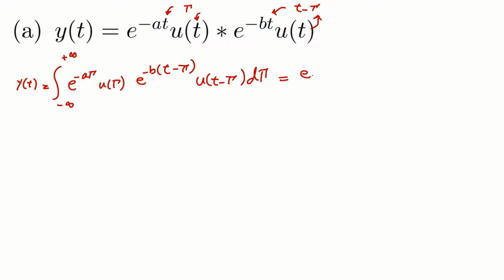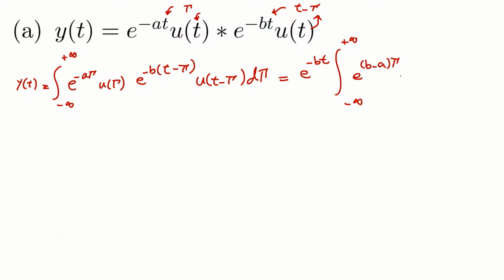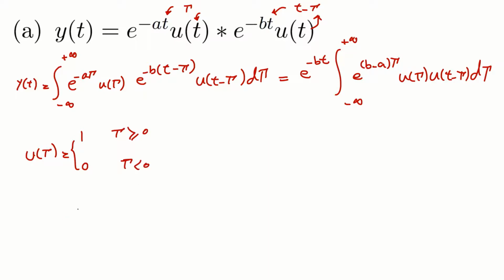Okay, so we have e to the power of minus b times t, times the integral from minus infinity to infinity of e to the power of (b minus a) tau times u of tau times u of (t minus tau) d tau. Well, we know that the unit step function u of tau is either 1 or 0. It is 1 if tau is larger than or equal to 0, and it is 0 if tau is smaller than 0. So when u of tau is 0, this whole term, the three multiplications, will be 0, and the integral of 0 is 0.